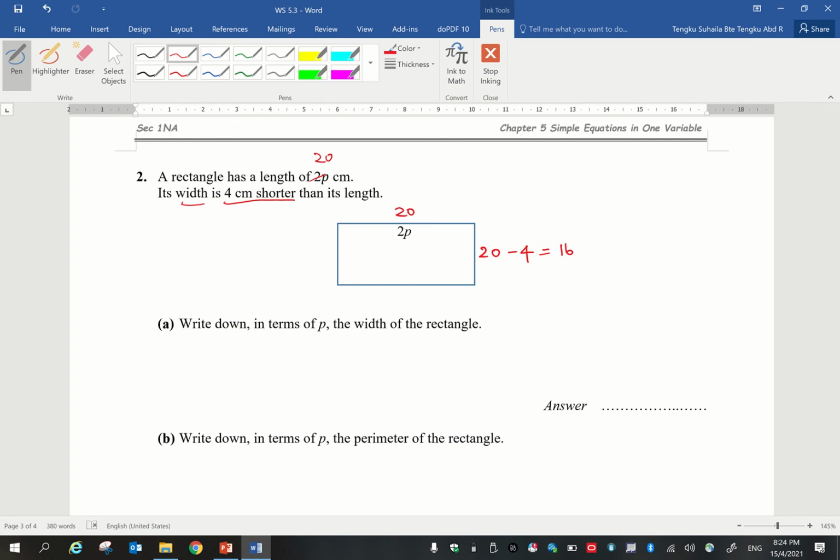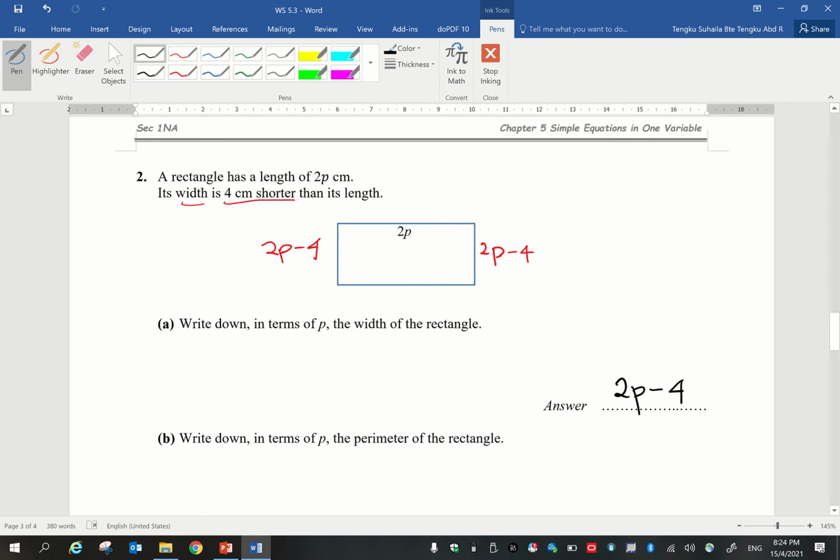So we are going to do the same. Since it's 2p now, we are going to take 2p minus 4. So instead of 20, we take 2p minus 4. So the width is 2p minus 4. All right, so we can write down the answer as 2p minus 4.